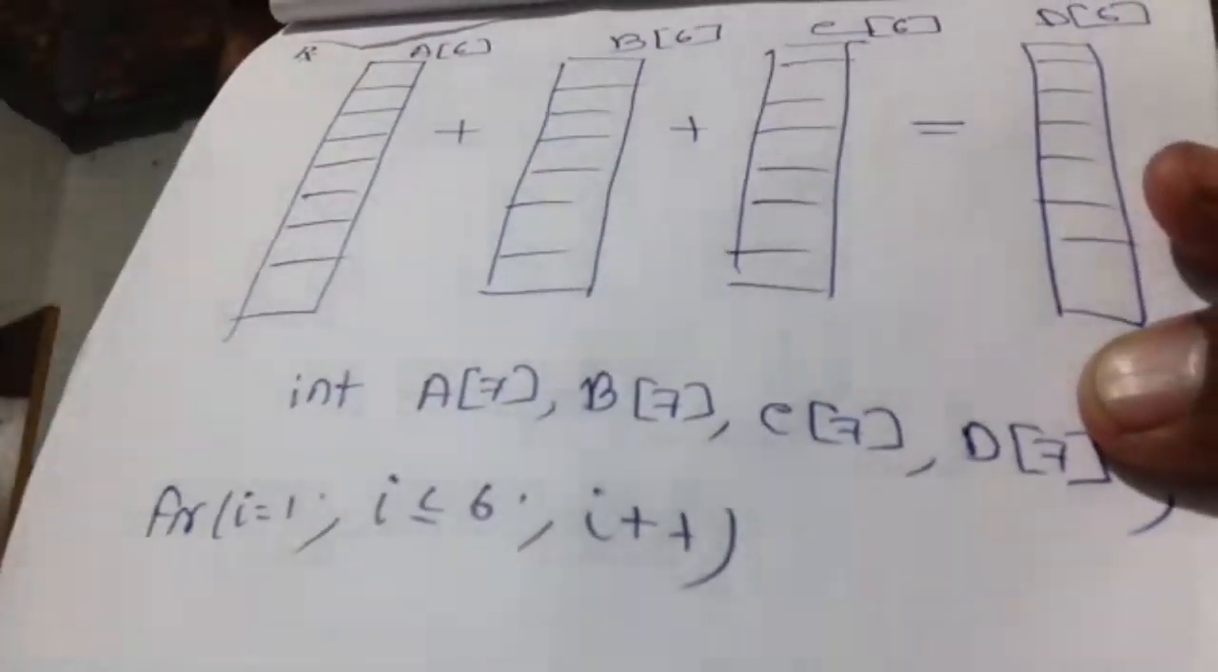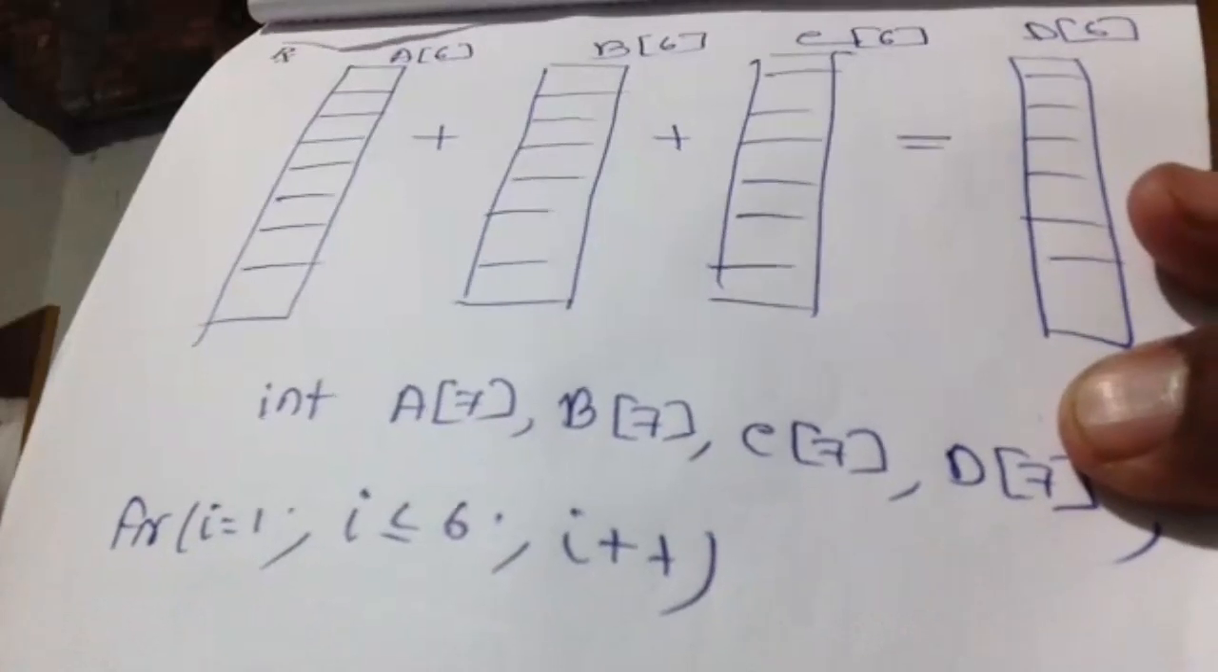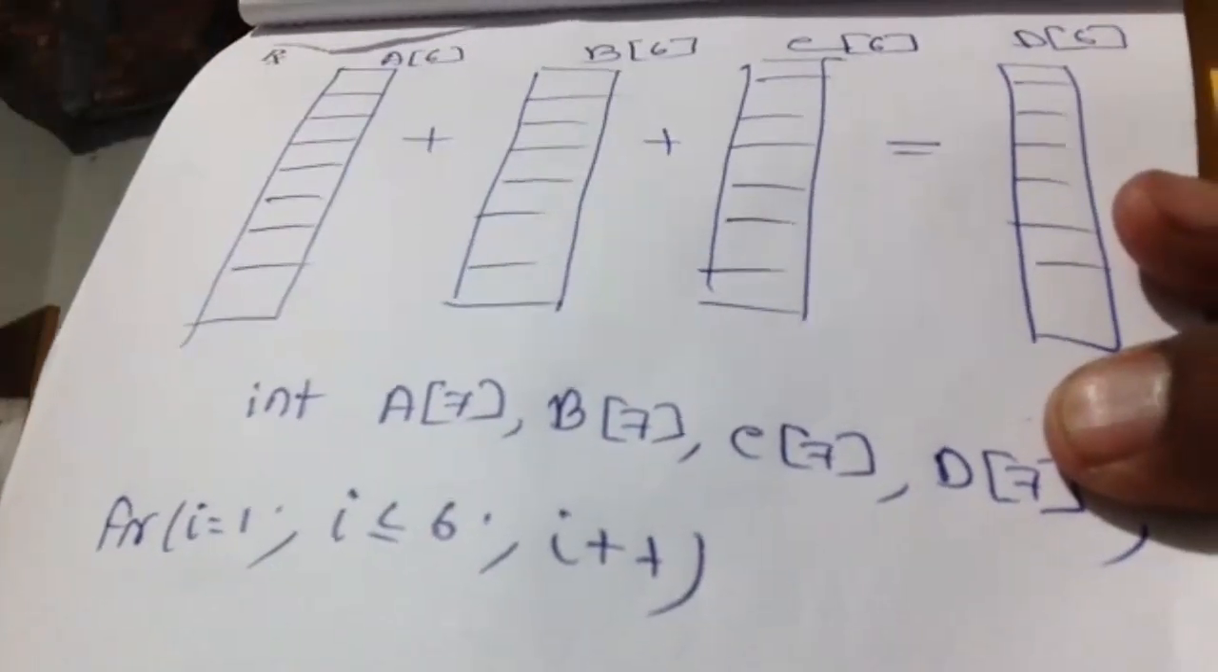It's clear. I write one for loop where I start from 1 up to less than or equal to 6. It means it will go for A1, A2, A3 up to A6. So the address is like this. I am giving it for A only. Similarly, it will go for B, C, D, whatever. I am going for A only.